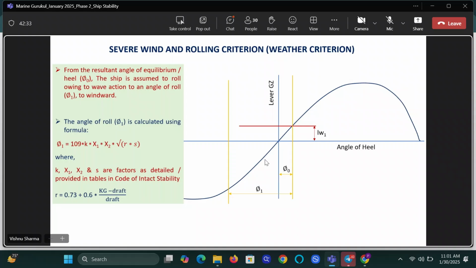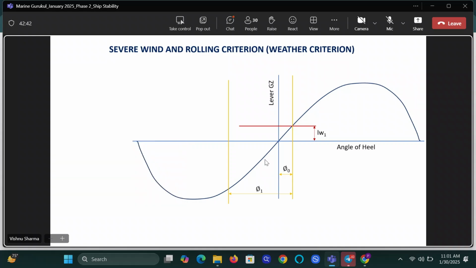All clear up to this part? Yes, sir. Clear. And now, the wind, which was all this while steady, now becomes gusty, causing a wind heeling lever LW2. And how much should you take LW2? It is always taken 1.5 times of LW1. This you must remember.